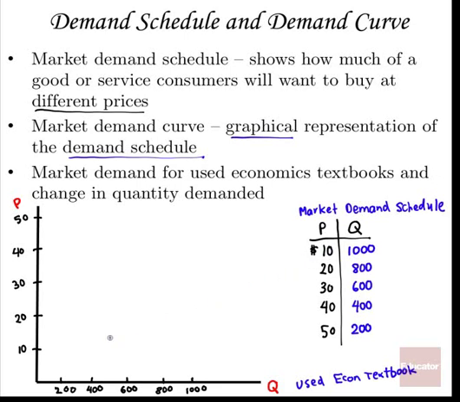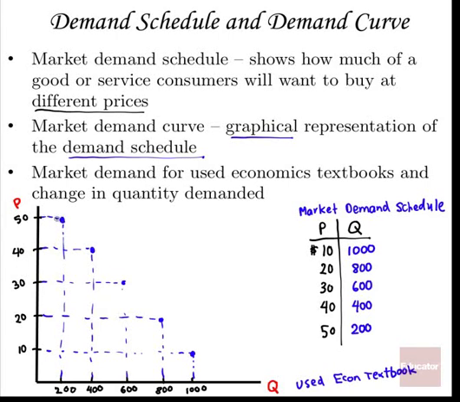And what you want to do is, at that $10 mark, put dots right here. At 1,000, at $20, it's 800. At $30, it's 600. At $40, it's 400. And at $50, it's 200. So what you want to do here is, once you have that, you just connect the dots, and you have the demand curve.